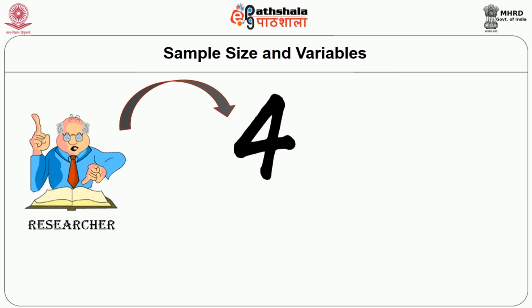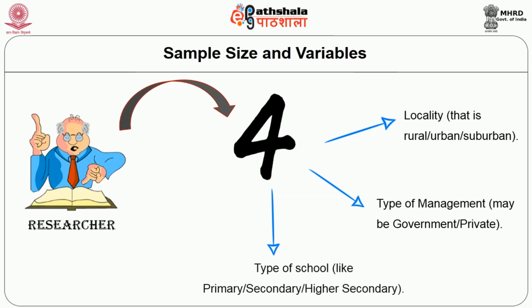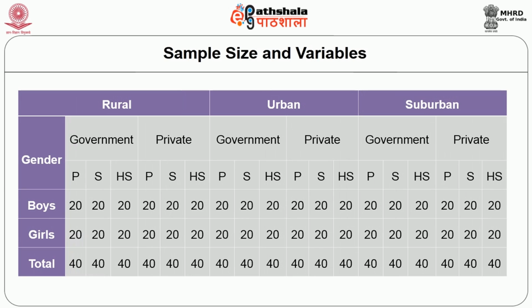Sample size and variables. Assume that the researcher wants to use four variables, namely locality, that is rural, urban and suburban. Then type of management may be government or private. Type of school: secondary, primary, higher secondary. And gender, boys or girls, using stratified random sampling. And for this purpose, the researcher has to gather data from 36 subgroups as per the table.